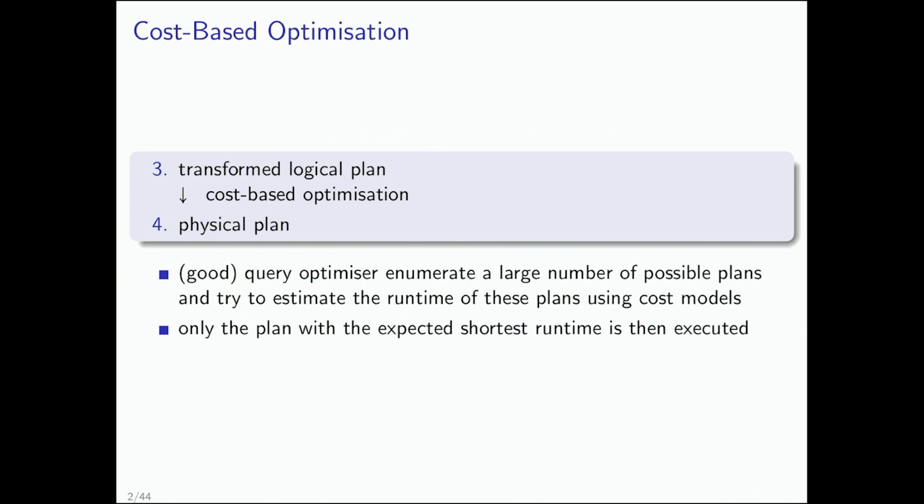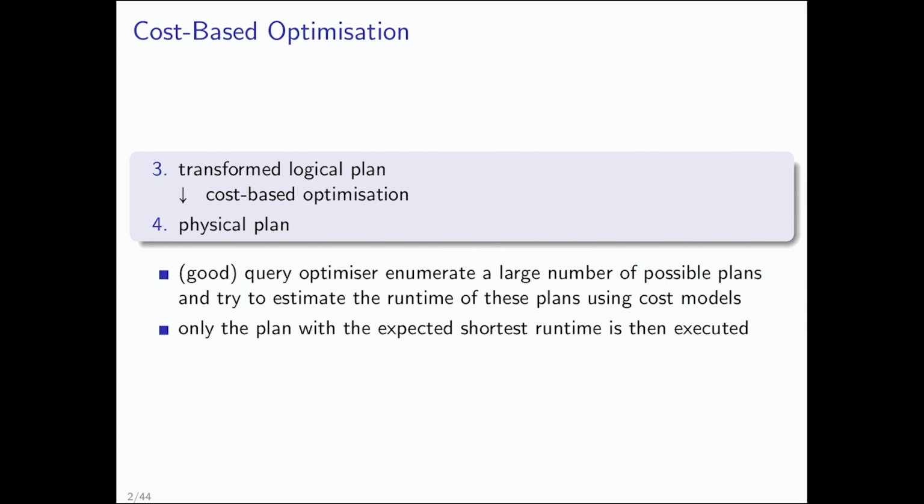So we look at this stuff here, basically from step 3 to step 4. The transformed logical plan, transformed meaning we applied a couple of rules, like this predicate pushdown rule, for instance, to execute selection predicates early on. We might have introduced projections, we might have replaced cross products by joins, and so forth. But now we run cost-based optimization. And we will look at how that works.